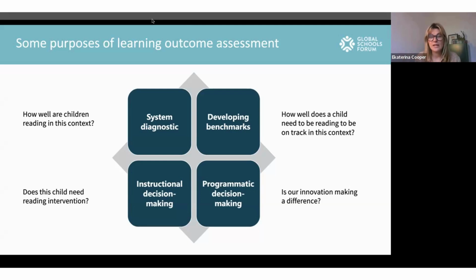So there are 4 things that we may want to consider when we're assessing the learning outcomes. First of all, the screening, understanding the system diagnostic. Do children in our context actually learn well? And then understanding the benchmark. What does it mean to do well for our children, for this subset? And understanding, are they on track compared to everyone else in the world or everyone else in the region, and so on.